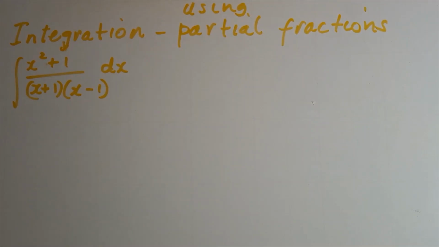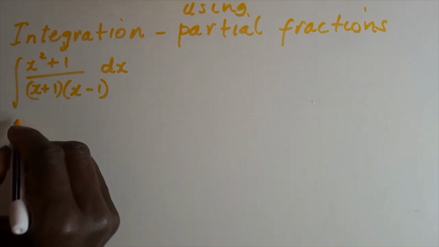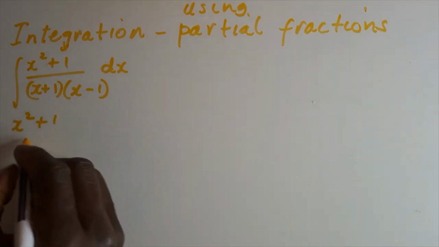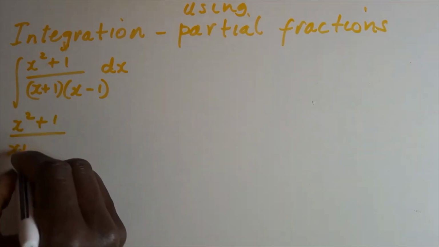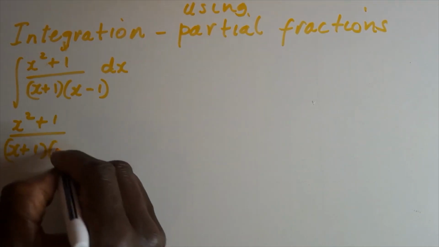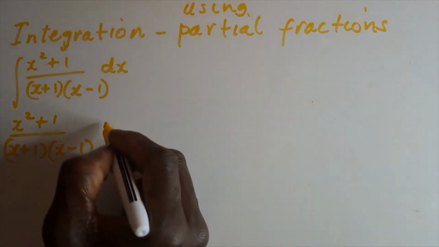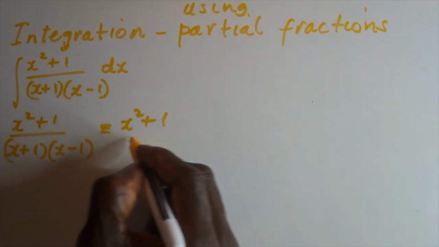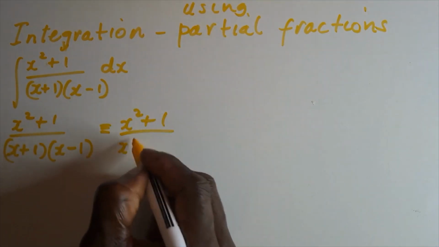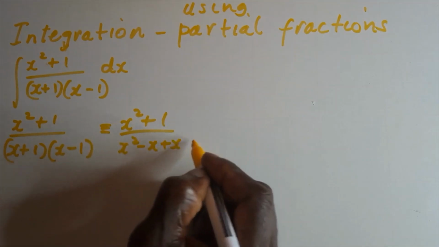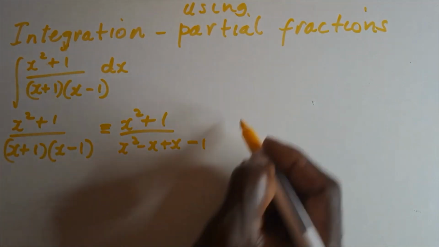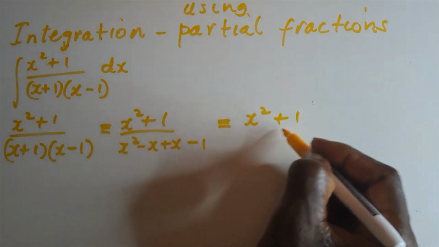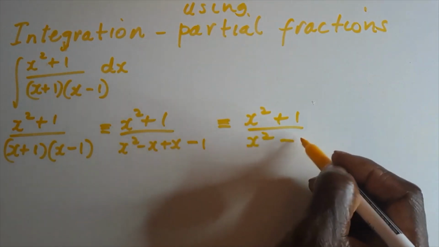But first, we need to simplify this, and so we can write that x squared add 1 over x add 1 times x minus 1 is equivalent to, first we have x squared add 1. If we clear the brackets in the denominator, we have x squared minus x add x minus 1, which is equivalent to x squared add 1 over x squared minus 1.